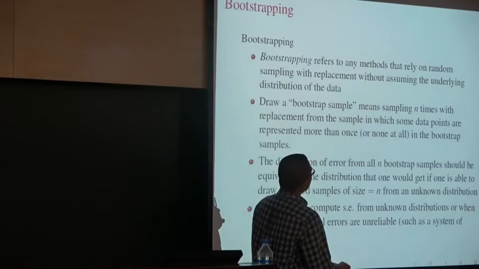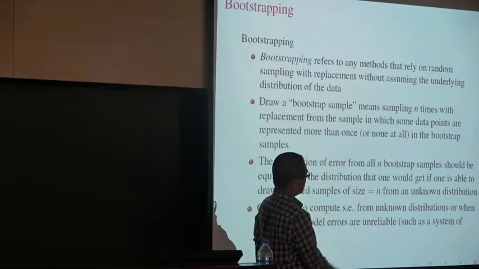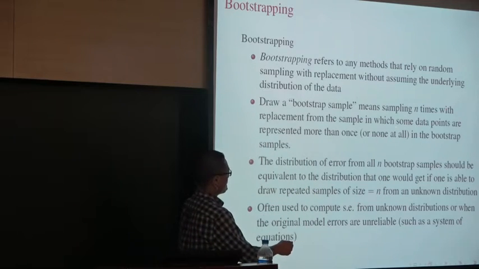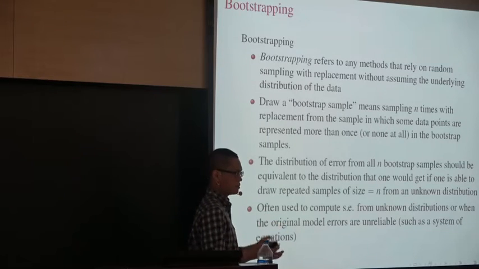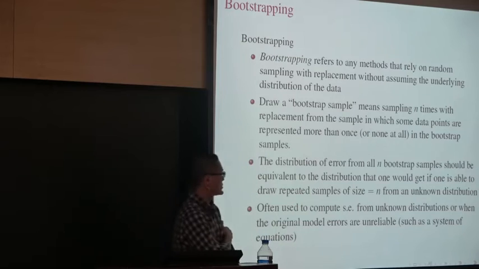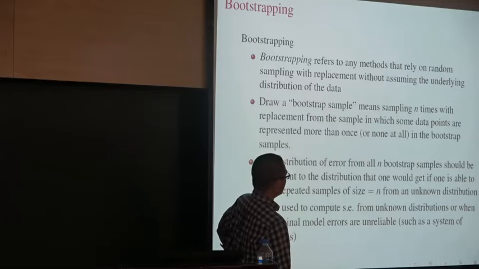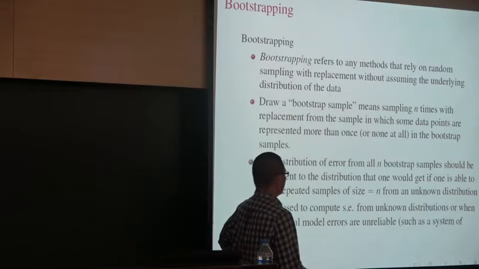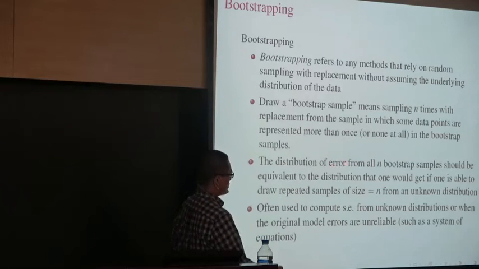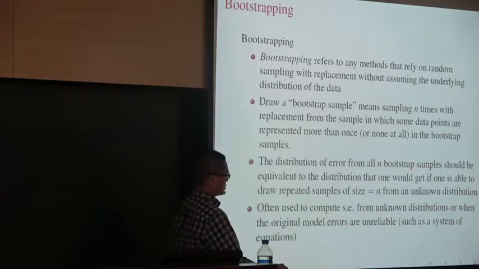So that's the point. Another thing is that we rely on resampling with replacement, which means some of the data points may be represented more than once, or not at all. We'll go to this point in 50 seconds. So follow this procedure. The distribution of the error from all n bootstrap samples, suppose you draw 1,000 bootstrap samples, should be equivalent to the distribution that you would get if you were able to draw repeated samples of size n.